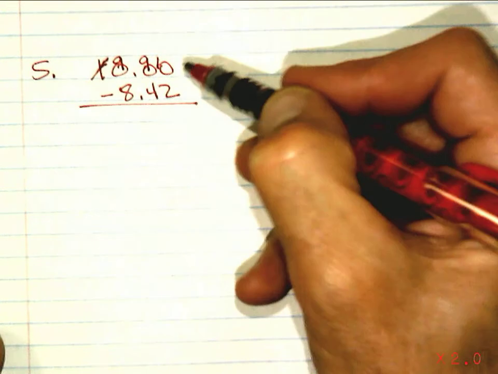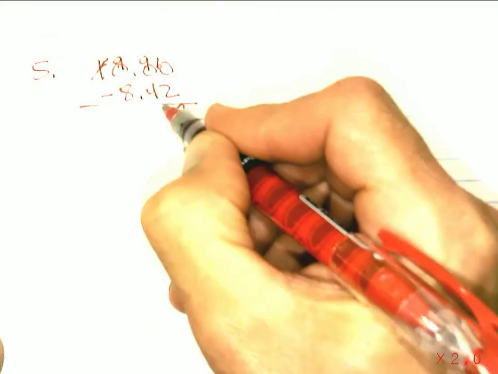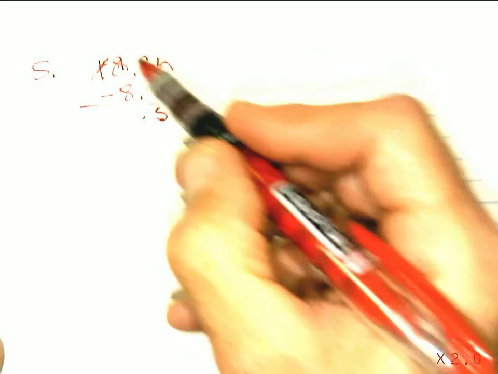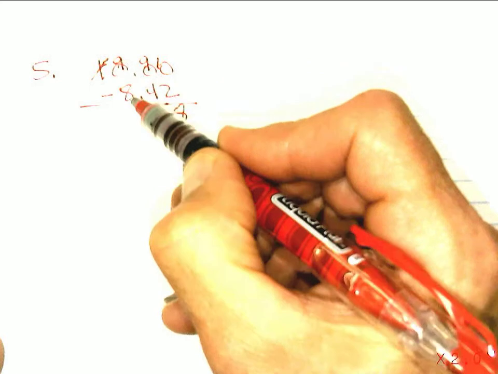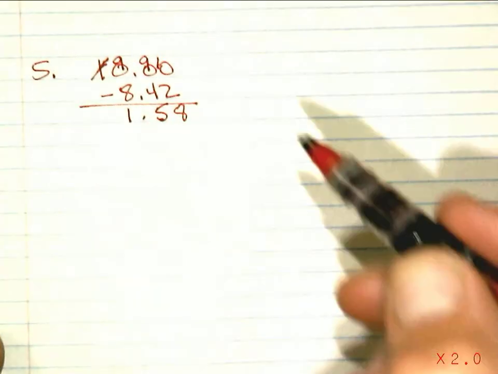Now I can do it this way. 10 minus 2 is 8, 9 minus 4 is 5. Make sure I bring the decimal point down, which oftentimes is not done. And then 9 minus 8 is 1. 1.58 is the correct answer.